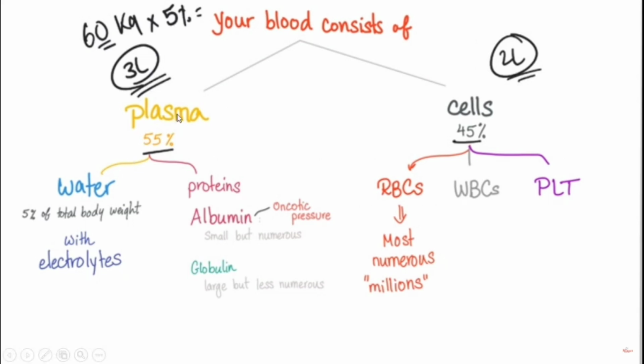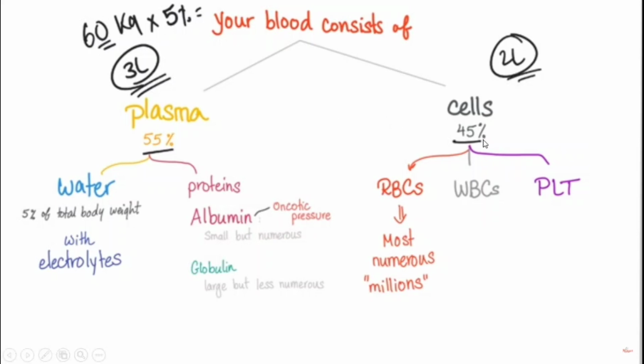So your blood consists of the plasma and the cells. The plasma is 55% of the blood and the cells are 45% of the blood. And in the cells we have the red blood cells, which are also known as erythrocytes, white blood cells and the platelets. The red blood cells are the most abundant one. Their quantity is in millions. In the plasma we have water and proteins, and the water is 5% of the total body weight. So for example, if the person's weight is 60 kilogram, the 5% of 60 kilogram is 3 liter.